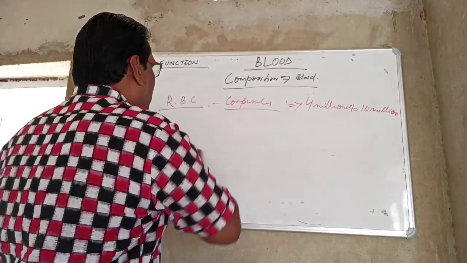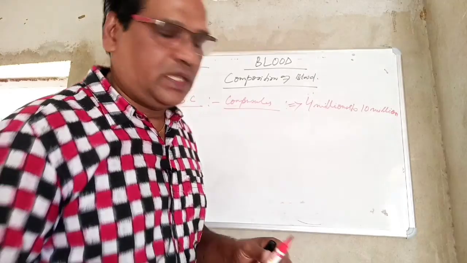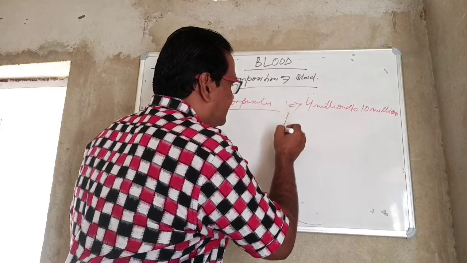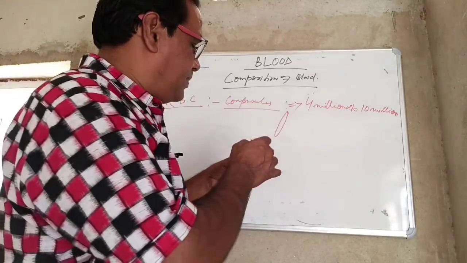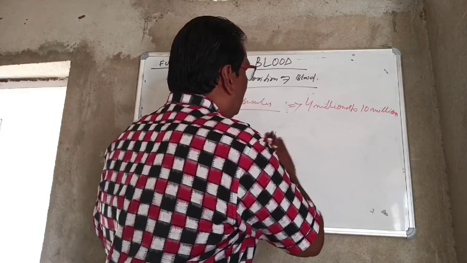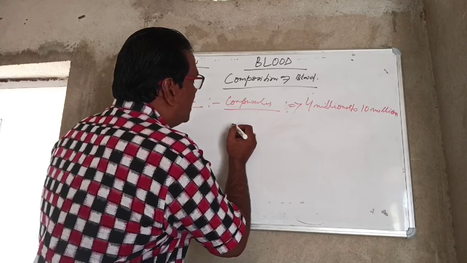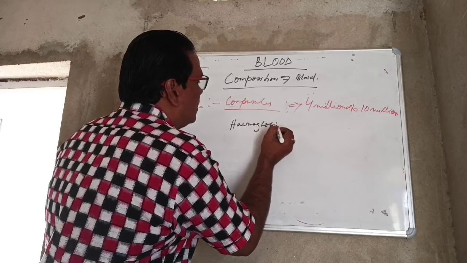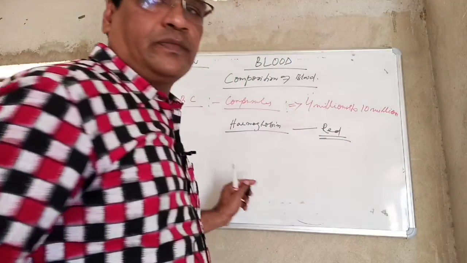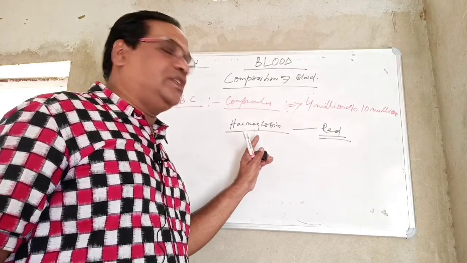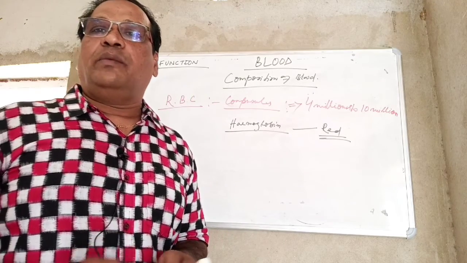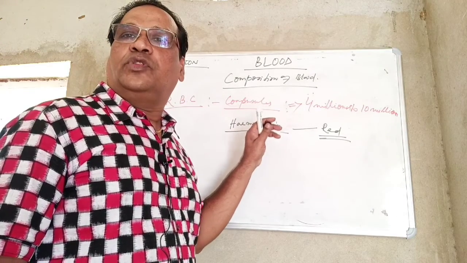You have already seen the color of blood is red, and the shape of the RBC is disc-like. It is due to the presence of hemoglobin that the color of blood is red. It is a disc-shaped structure, and the main function of hemoglobin is to transport oxygen wherever it is required. That is the main function of RBC, due to the presence of hemoglobin.